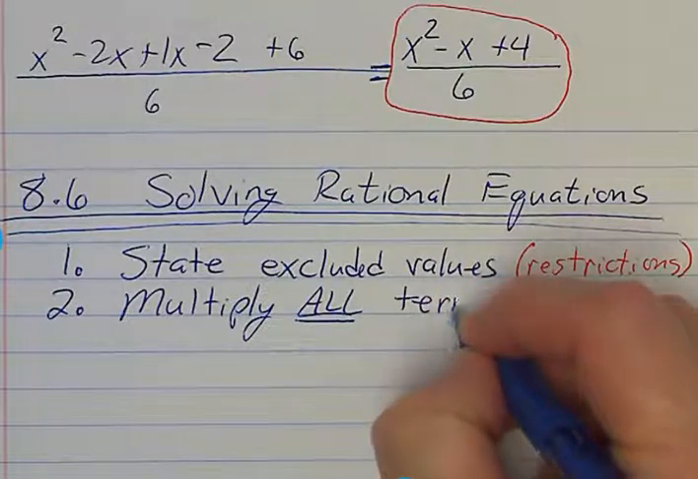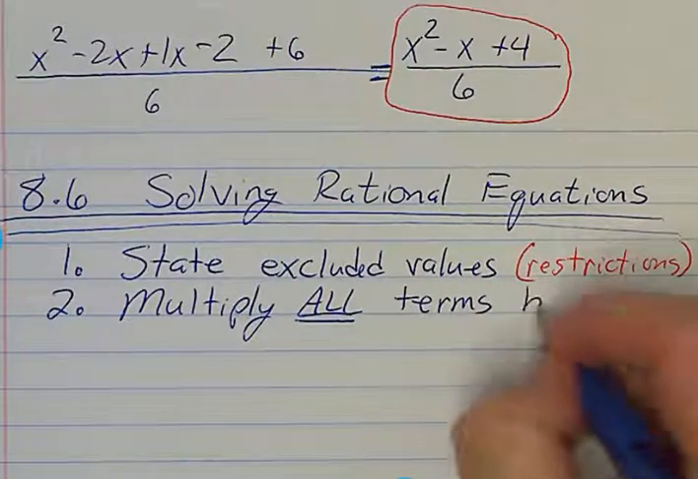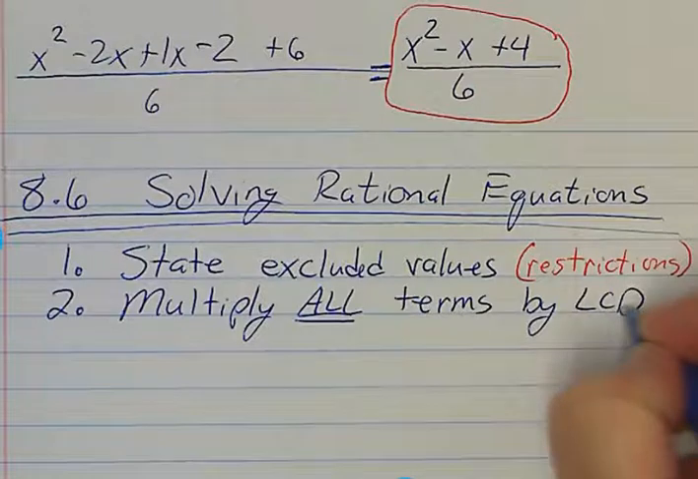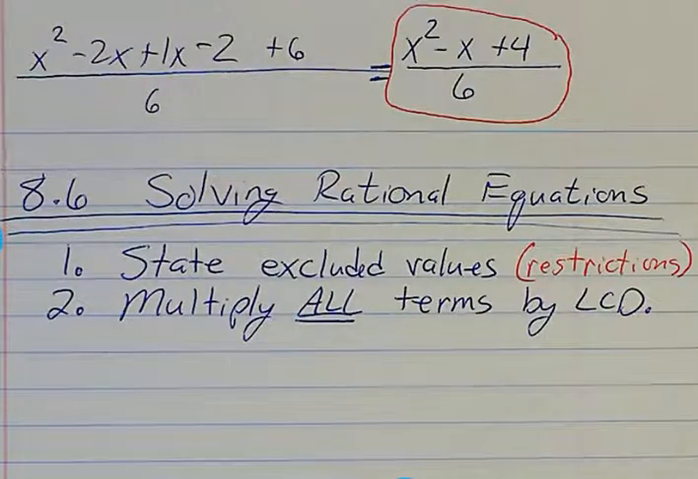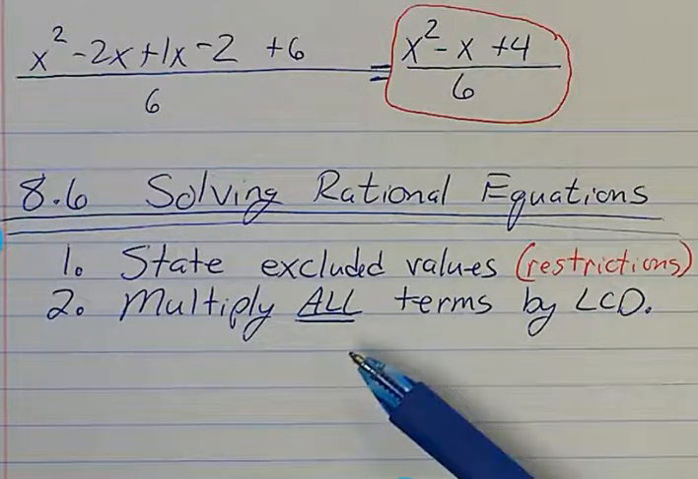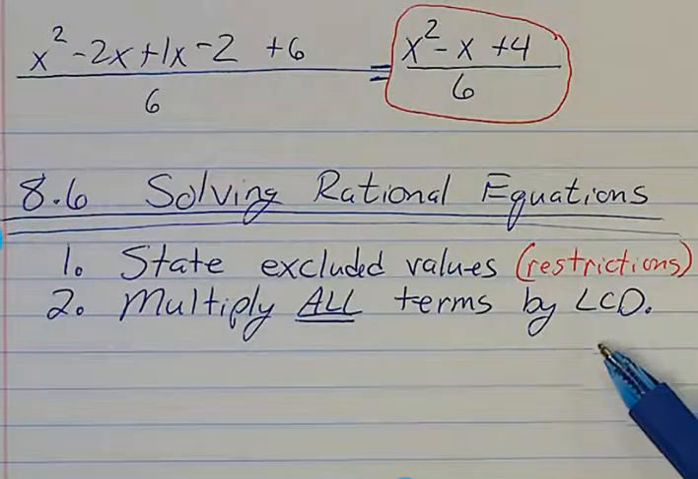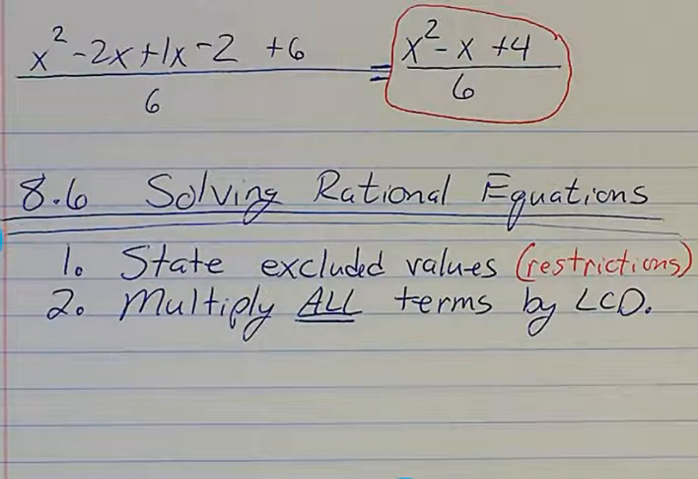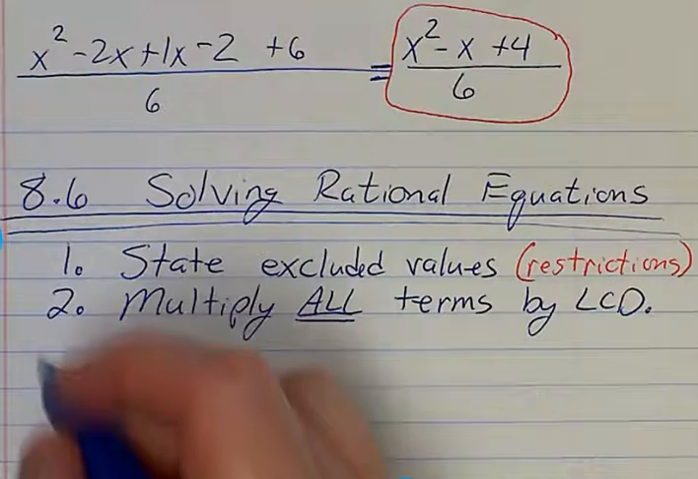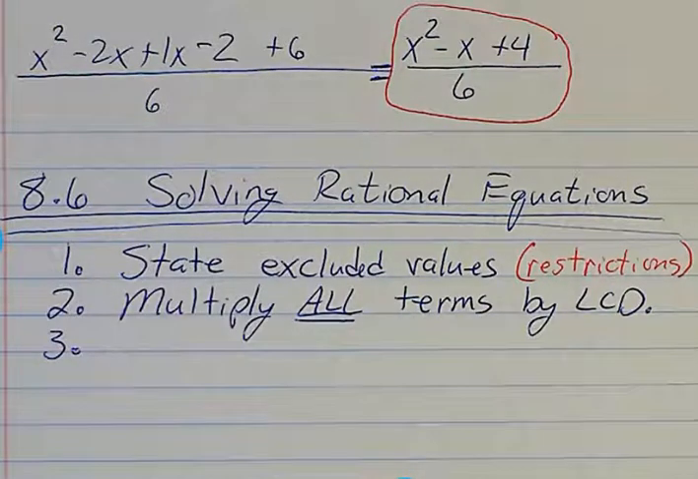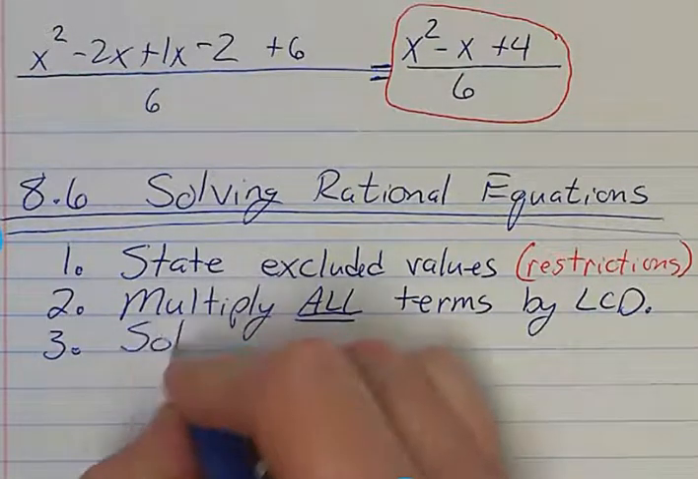After we've done the excluded values, you're going to multiply all the terms by the least common denominator. And that's the same thing we're doing back in, for these examples up here, that once we find the least common denominator, we'll multiply all the terms. So that's why these two things are similar, and that's why they go together so much. And then the last thing you're going to do is you're going to solve whatever equation you have left over.